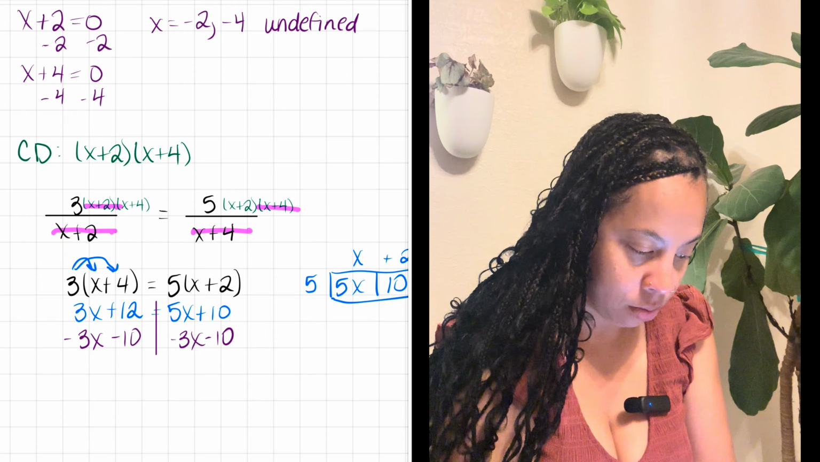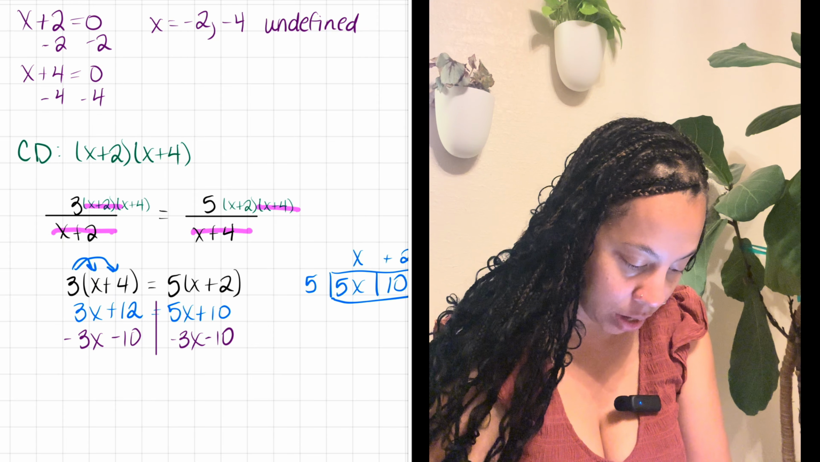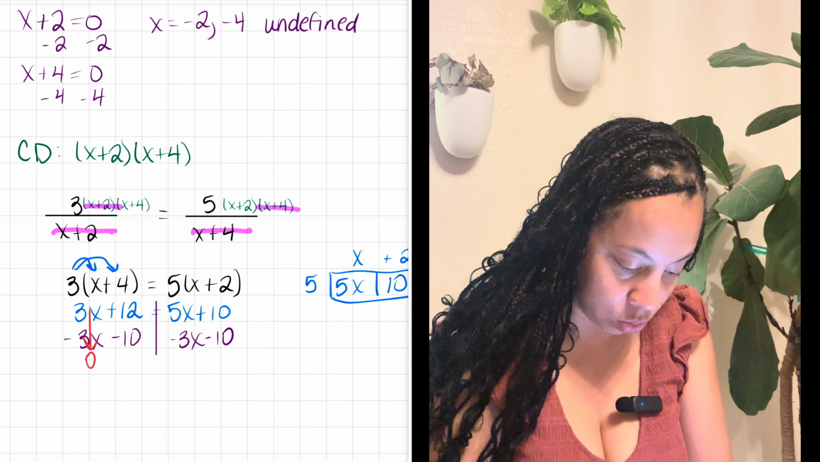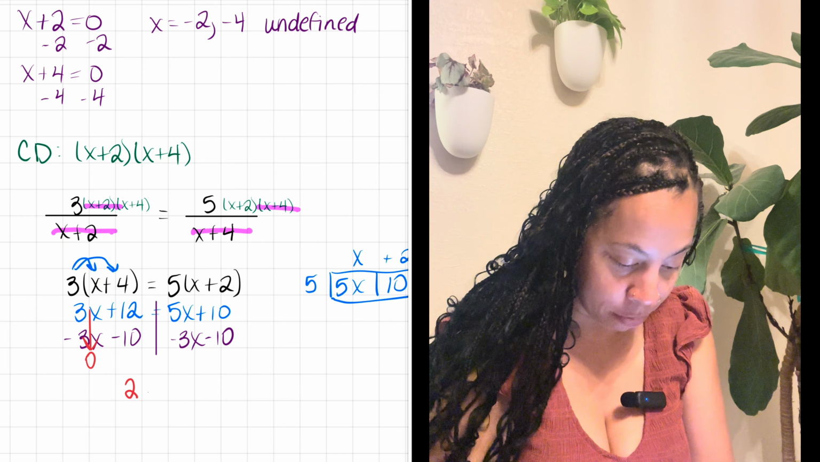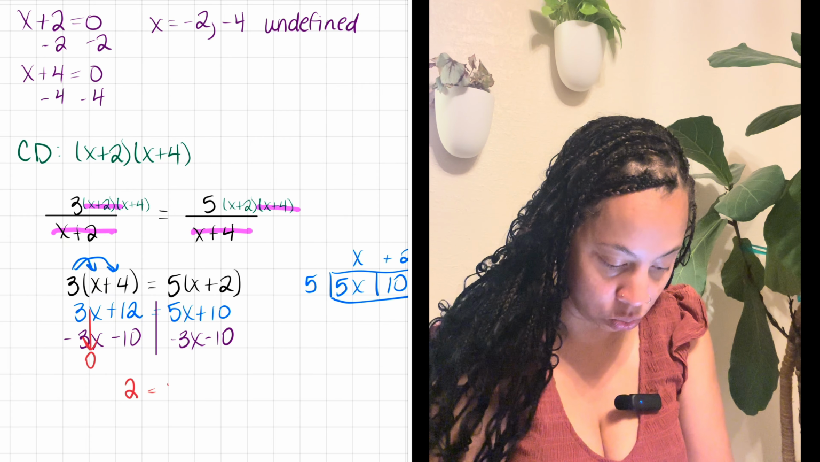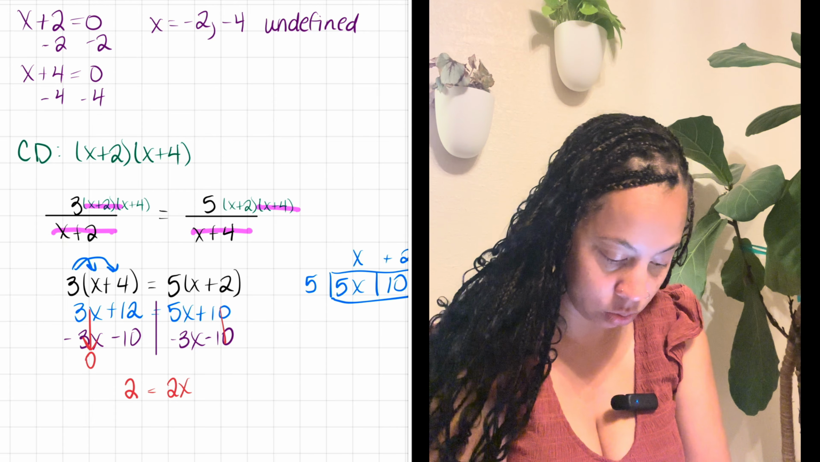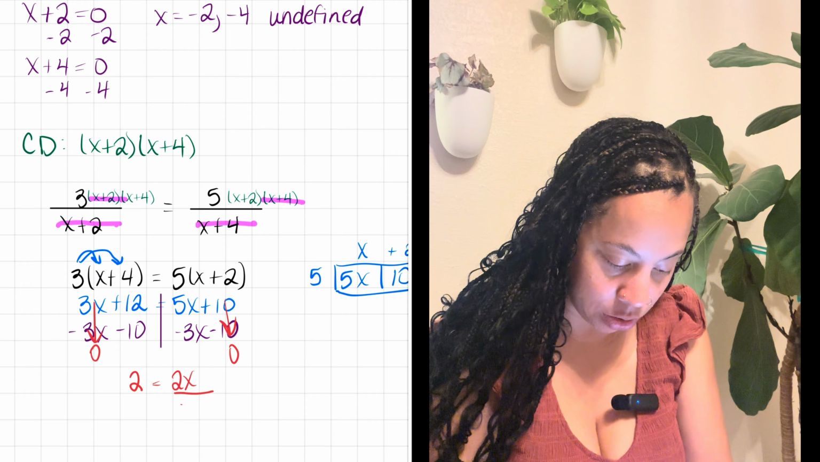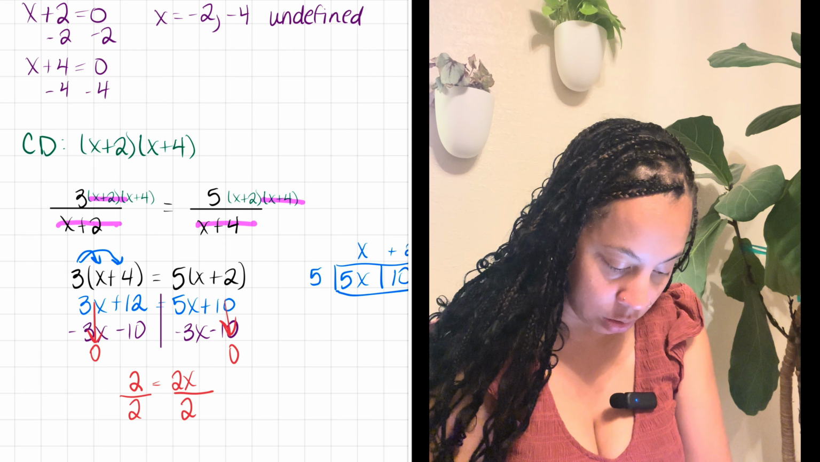And now we have 3x minus 3x, which goes to 0. We have 12 minus 10, which equals 2. 5 minus 3 equals 2. And 10 minus 10 equals 0. And then the very last step to get x by itself is to divide by 2. So we say x equals 1.